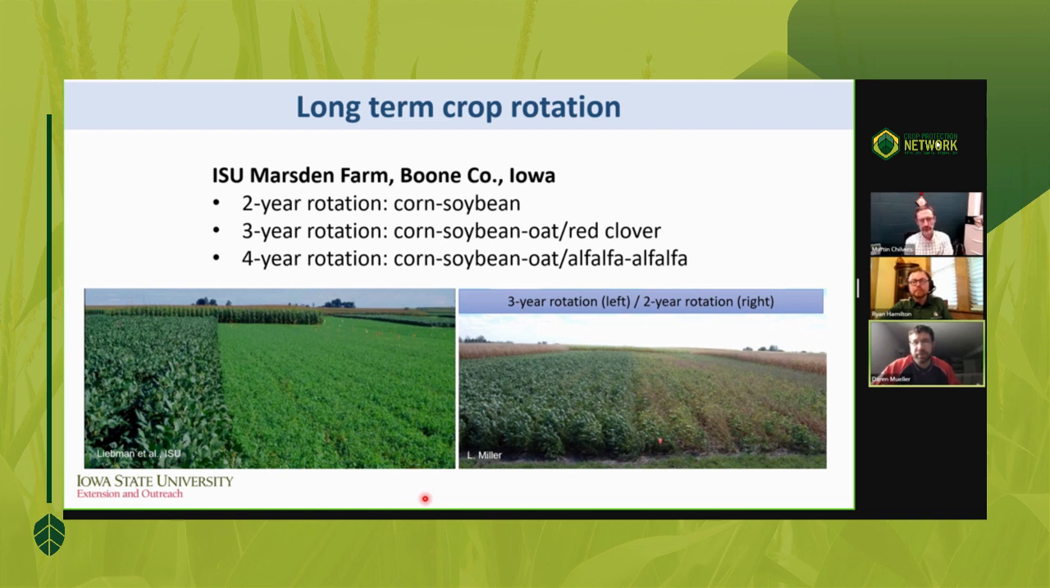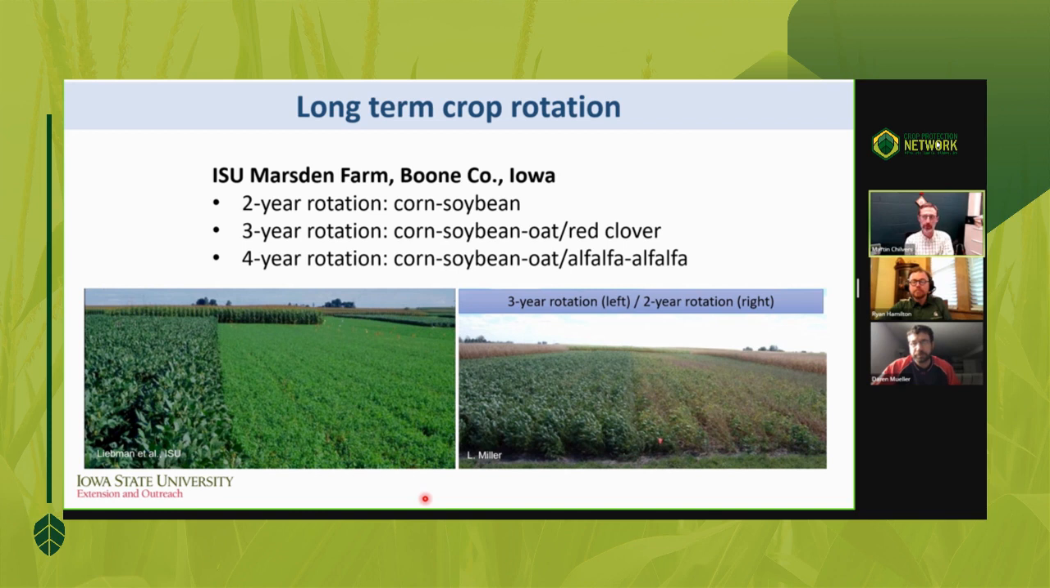And it's comparing 2 years corn soybean compared to 3 years, which had oats and red clover, and then a 4-year rotation added alfalfa into it. And wherever there was a 2-year rotation, it was absolutely hammered with SDS. And wherever they had a 3 or 4-year rotation, it's just a stepwise. It really did a good job of reducing the amount of SDS in that field. And so that picture on the right really sums it up. This is the same variety, same planting date, same everything, except you're comparing a 3-year rotation and a 2-year rotation. And the difference in that photo is just the amount of SDS that's out there.